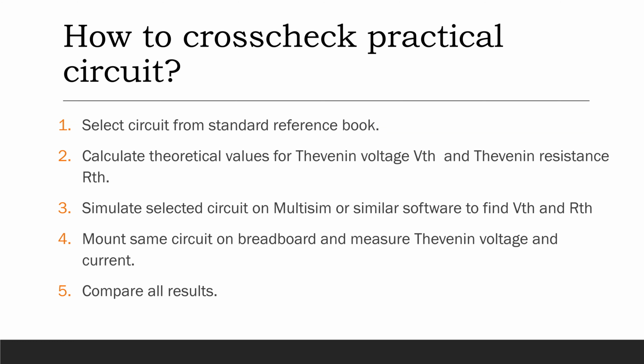This is the basic procedure to find Thevenin voltage and resistance or impedance in a circuit. First, select a circuit from a standard reference book. Second, calculate theoretical values for Thevenin voltage Vth and Thevenin resistance Rth. Then simulate the selected circuit on Multisim or similar software to find Vth and Rth. Mount the same circuit on a breadboard and measure Thevenin voltage and current. Compare all results.